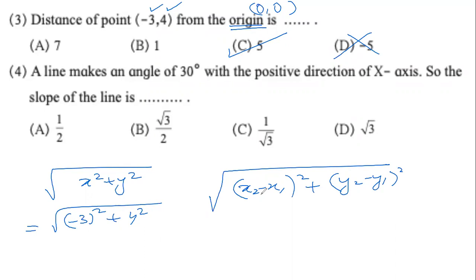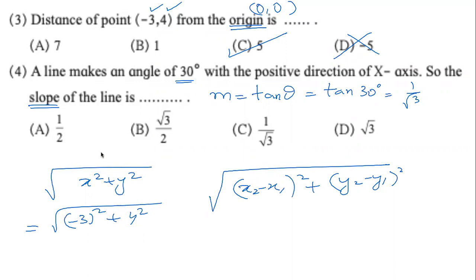Part 4, a line makes an angle of 30 degrees with the positive direction of the x-axis. So, the slope of the line. Remember, the formula for the slope of the line with respect to the angle is m equals tan theta. Here theta is given as 30 degrees. So the slope is tan 30 degrees, which is, I think, 1 by root 3, or how much is it? Is it 1 by root 3 or is it root 3?